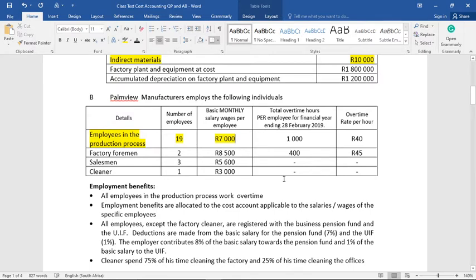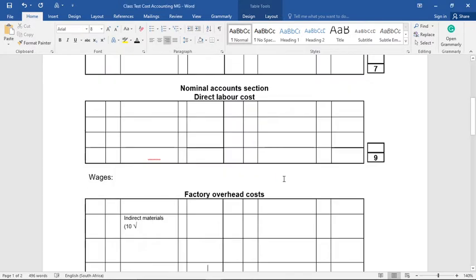So if I work out the basic salary for these wage earners, what would my calculation be? It's going to be, and I'm going to reveal it for you now, 19 workers times 7,000 Rand a month times 12 months gives you 1,596,000. Okay, so there would have been 2 marks in the bag for you for the basic wage.